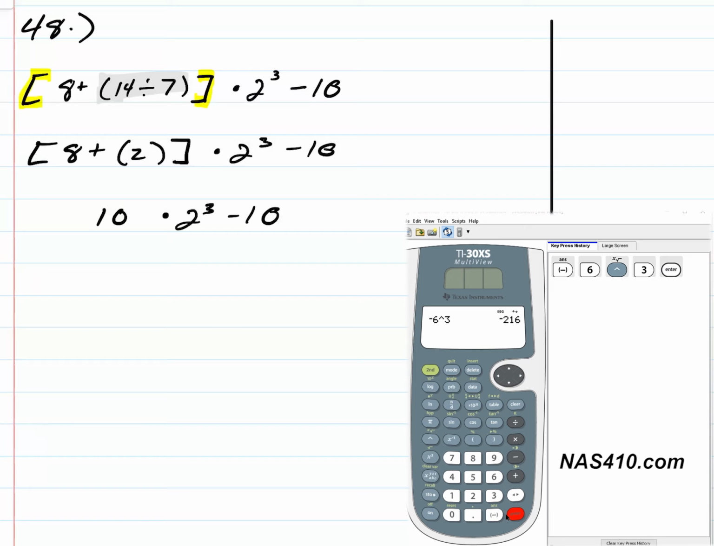I have an exponent here, so I'm going to do that operation next. And so I have 10 times 2 times 2 is 4, times 2 is 8, minus 10. Okay, and so next I look for multiplication and division. I have multiplication here, and so 10 times 8 is 80, minus 10, and 80 minus 10 is 70.